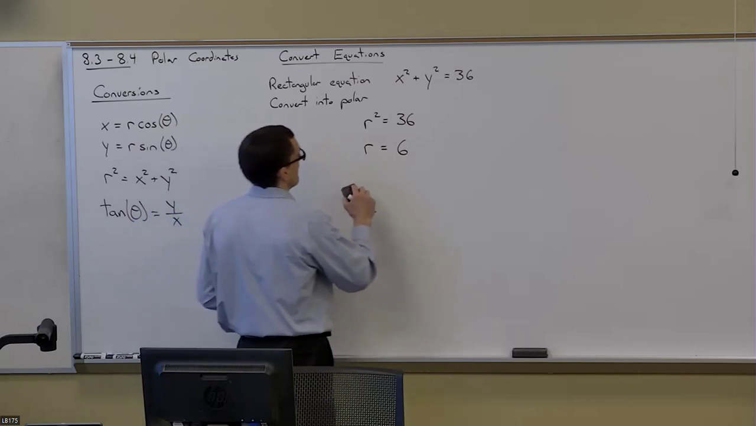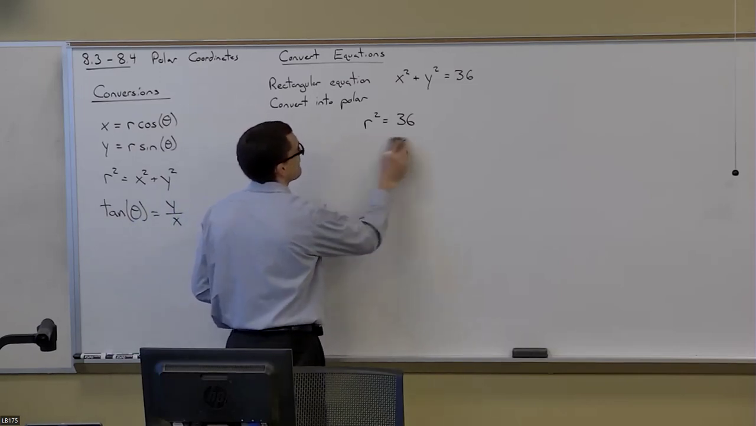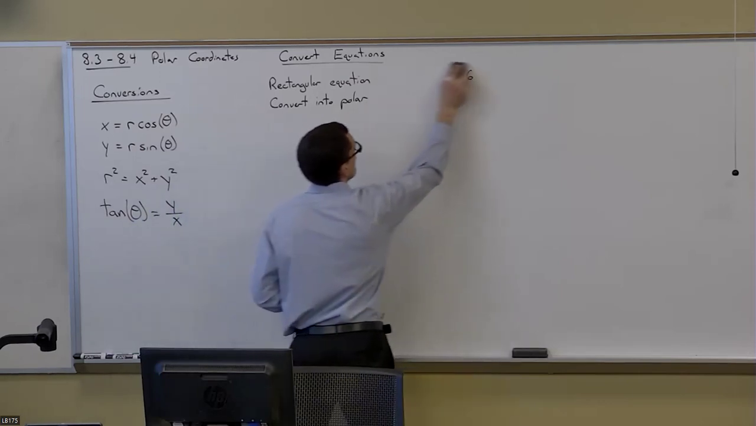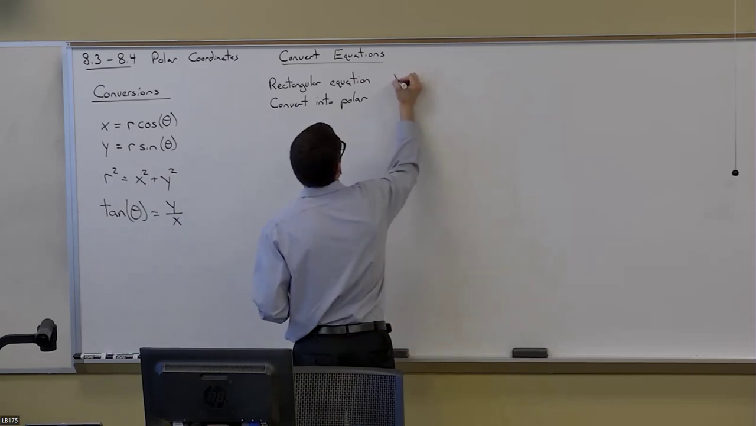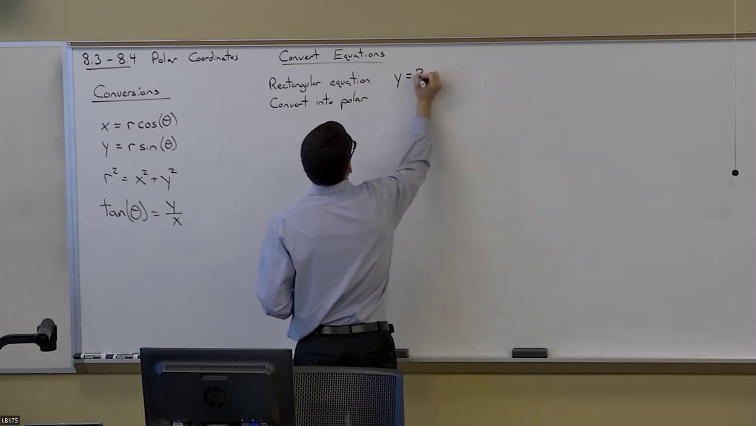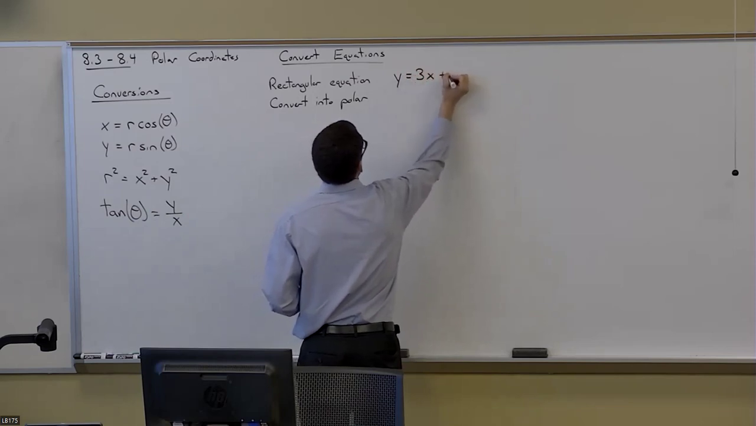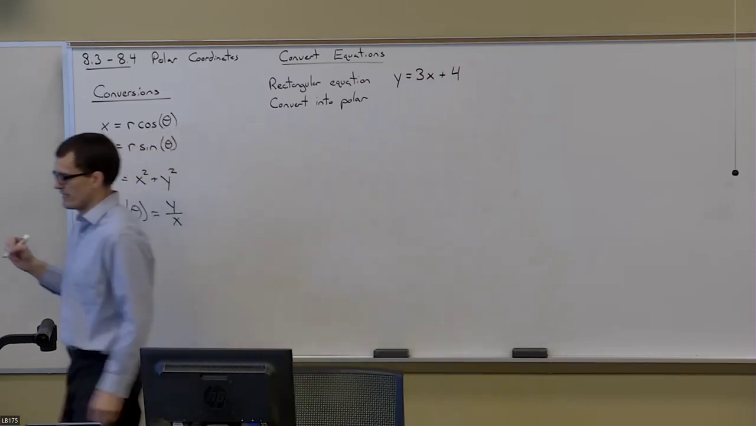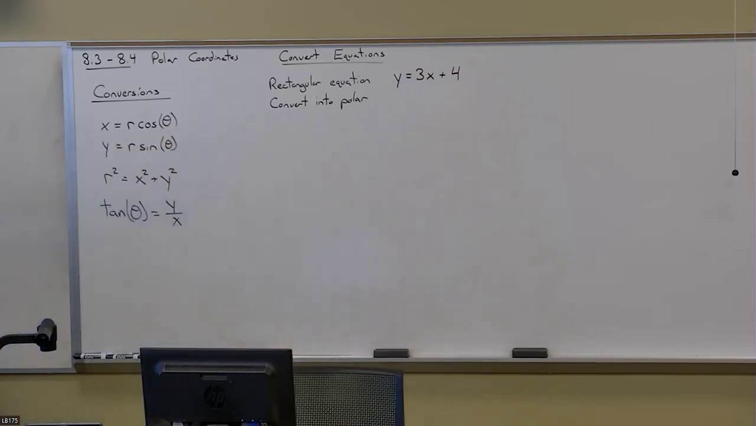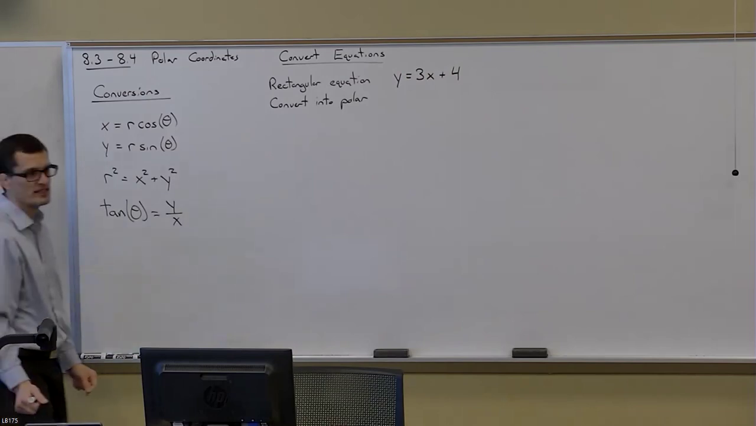Obviously, not every time are we going to get that sort of simplification. Let's say we have a rectangular equation, y equals 3x plus 4. That's a pretty basic equation. It's a straight line, obviously.